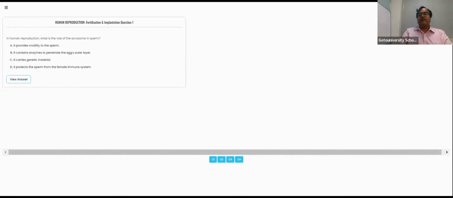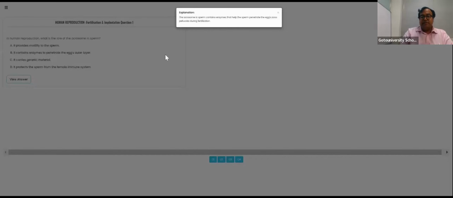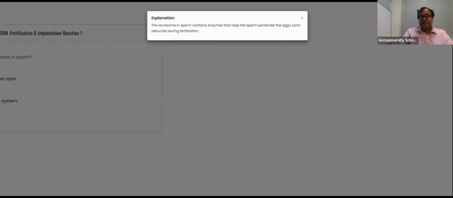See, most of the options are correct, but which is having higher probability? Here, enzymes to penetrate the egg's outer cover. Many number of times we already narrated for you, the acrosome filament is very, very important to make the enzyme.